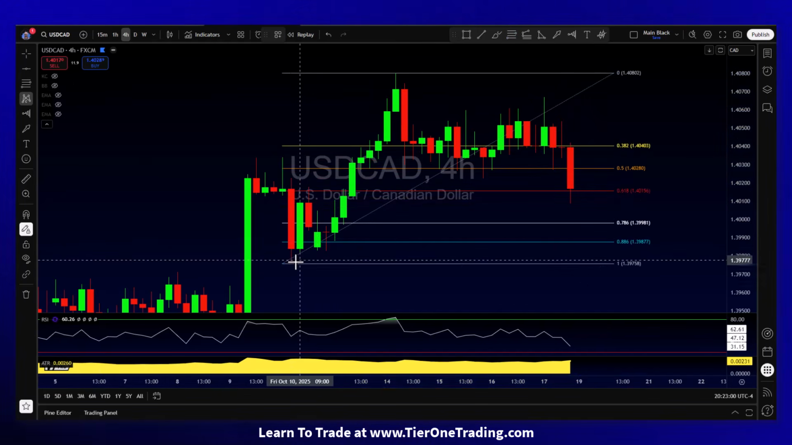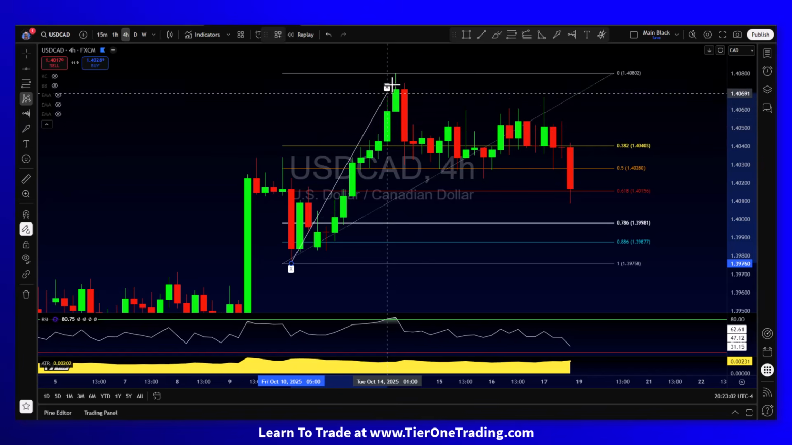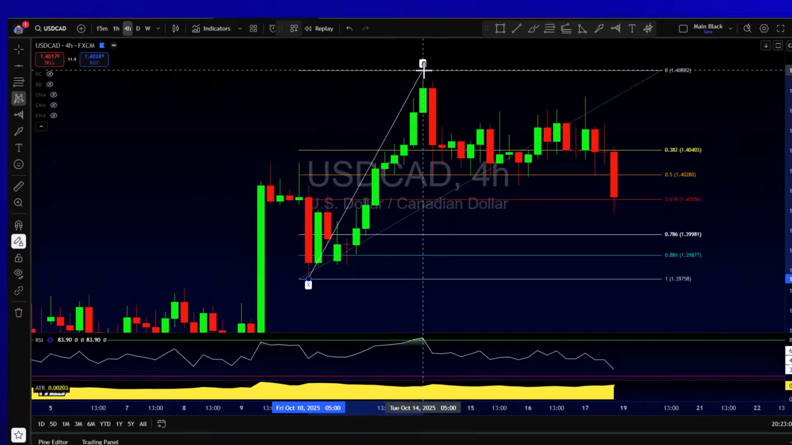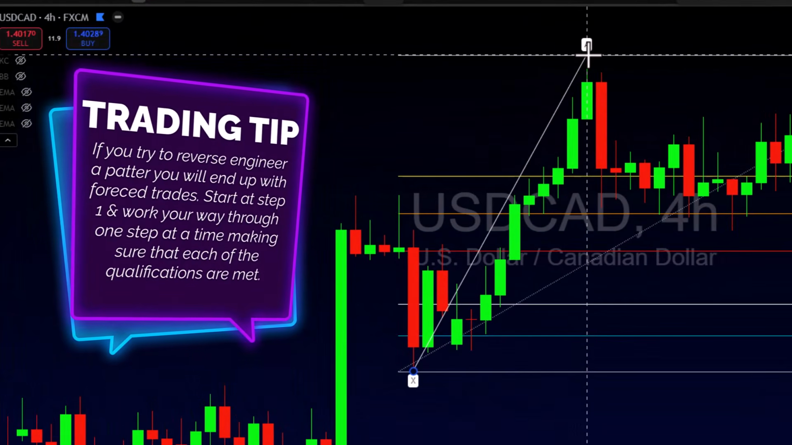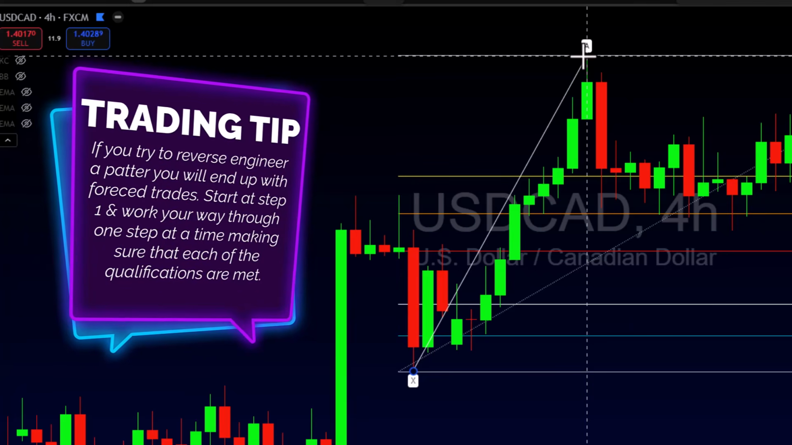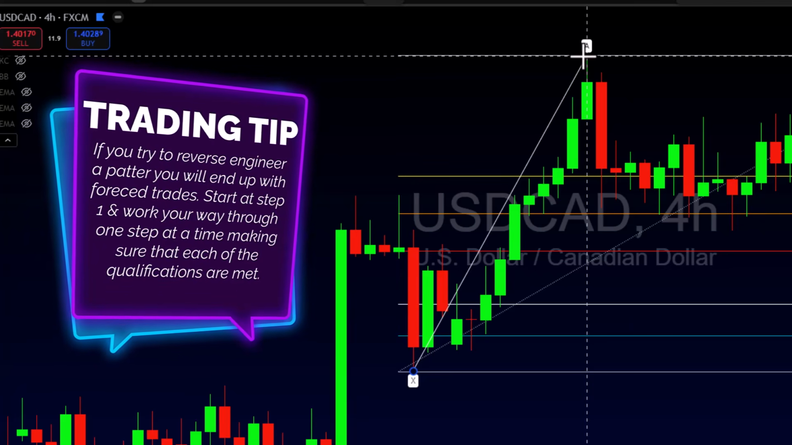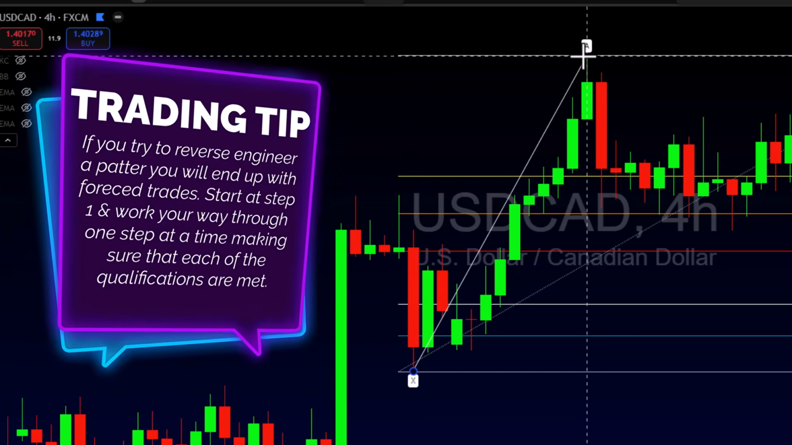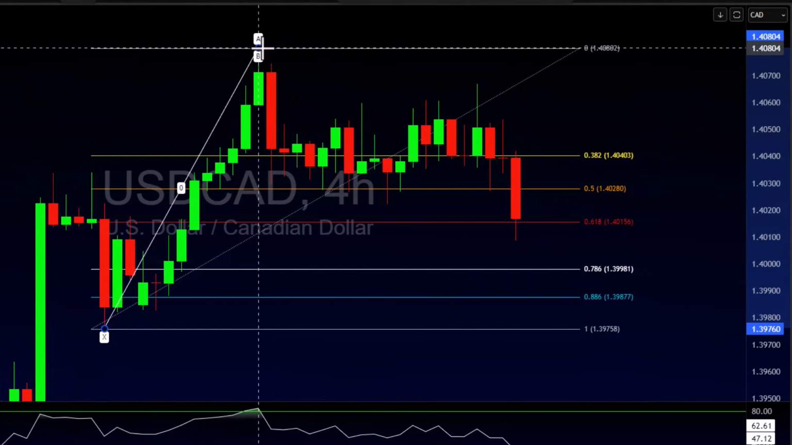Our swing low to swing high. This is our starting point, right? This is going to be our X to A leg. This is what kicks off the pattern. My advice, find this first. Don't reverse engineer the pattern because you're going to end up forcing it. Always start with X to A and then work in order. So swing low to swing high, X to A.